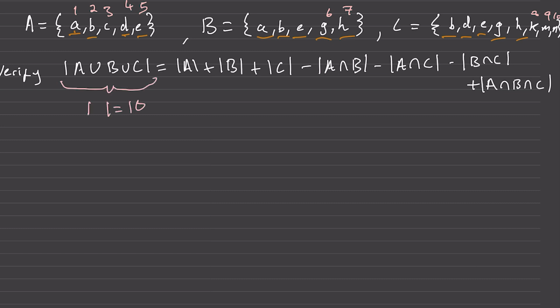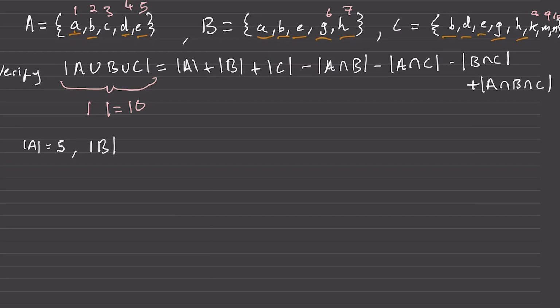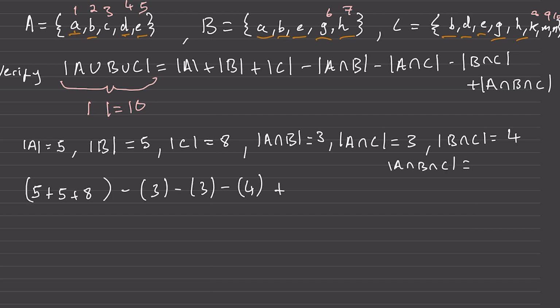This time let's use the formula. The cardinality of A is 5, B is also 5, C is 8. The cardinality of the other terms are now demonstrated. Plugging these numbers into the formula gives you the cardinality of 10.